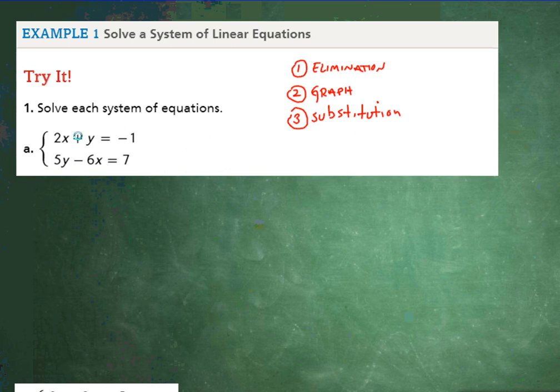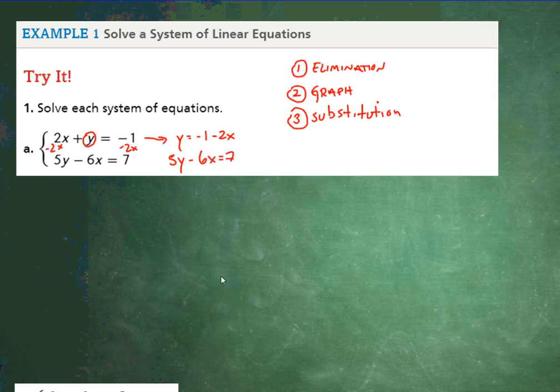In order to substitute, I have to solve for one variable. So I'm going to solve for the y. I'm picking the y because it has a coefficient of positive 1. That's the best case scenario, and that's why I'm choosing substitution on this one. I'm going to subtract the 2x from both sides of this equation. So this equation is now going to become y equals -1 minus 2x. And my other equation is still 5y minus 6x equals 7.